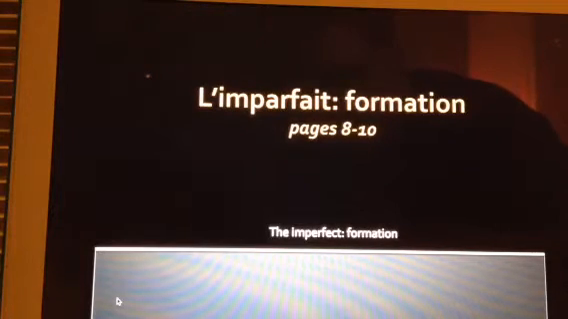Bonjour, these are our notes for the imperfect tense, l'imparfait, formation. Starts on page 8.